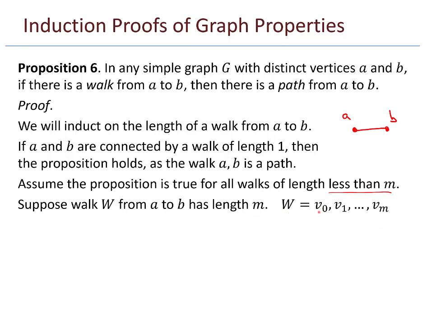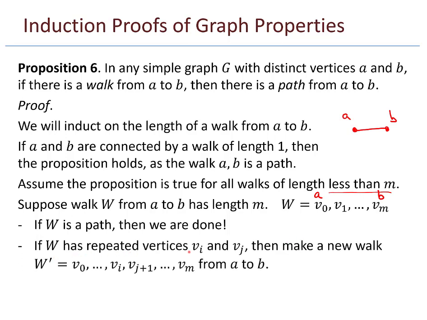So here it is, w equals v0, v1, v2, all the way up through vm, where v0 is just another name for A, and vm is just another name for B. Well, if this w is a path, then we're done. What about the other case? If w has repeated vertices, say vi and vj, then we can make a new walk this way. I essentially cut out the section that goes after i up through and including j. So I make a new walk, w prime, that starts off v0 through vi just like before, and then it cuts out a section, and it picks up with vj plus 1, and it continues to vm.